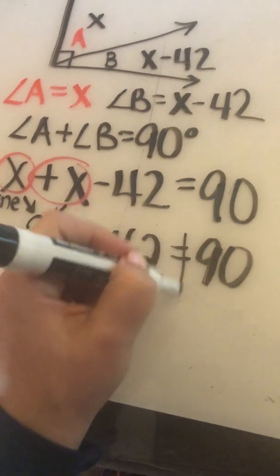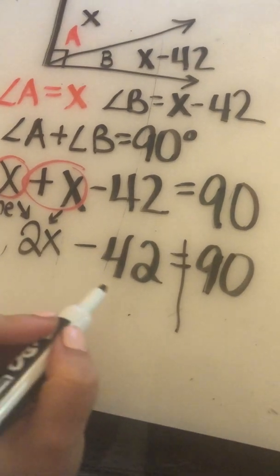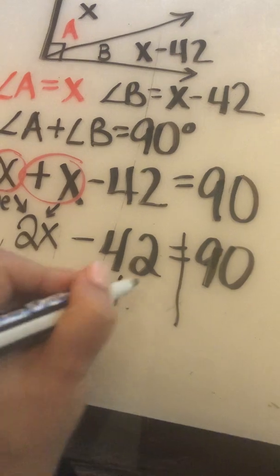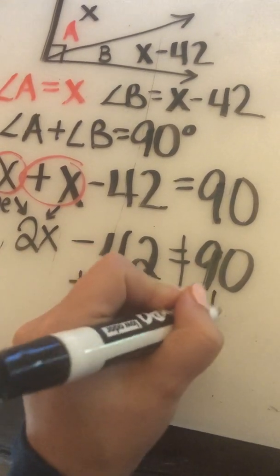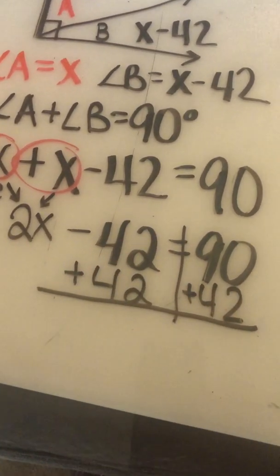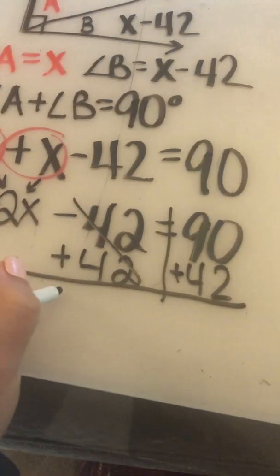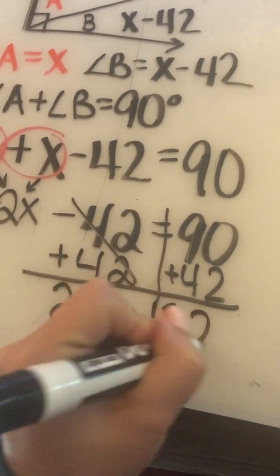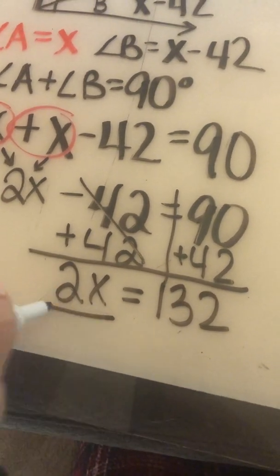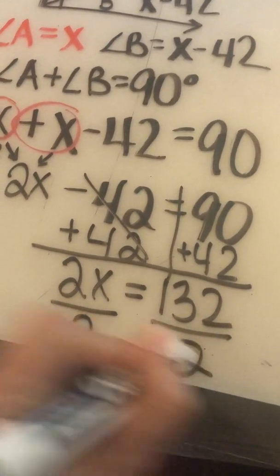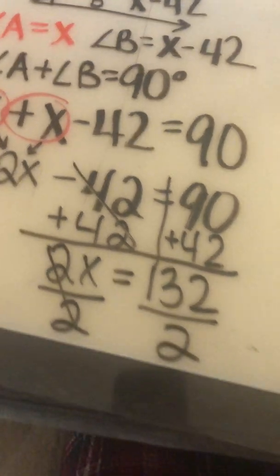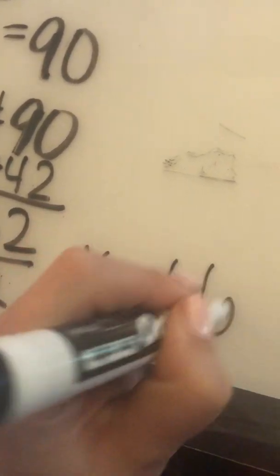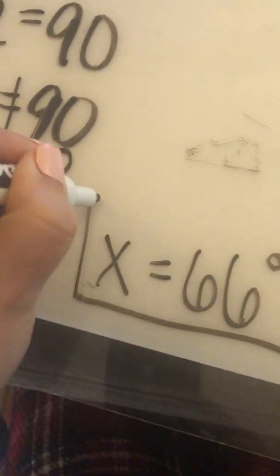And then we solve like we normally would. So I'm going to inverse my minus 42, or my negative 42. We add 42 to both sides. These will cancel. We'll be left with 2x equals 132. And then I'm going to divide by 2 on both sides. That cancels, and I'll be left with x equals 66 degrees.